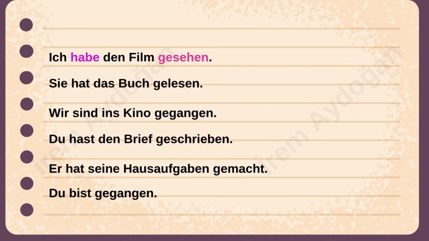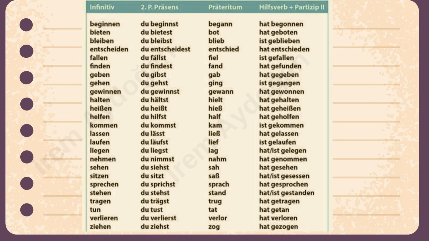Just be careful if we need to use sein or haben with the verbs' perfect forms. And here we have the perfect verbs with haben or sein. You can check or take notes from the list here, but I have a note for you to find haben or sein. You can decide like this.